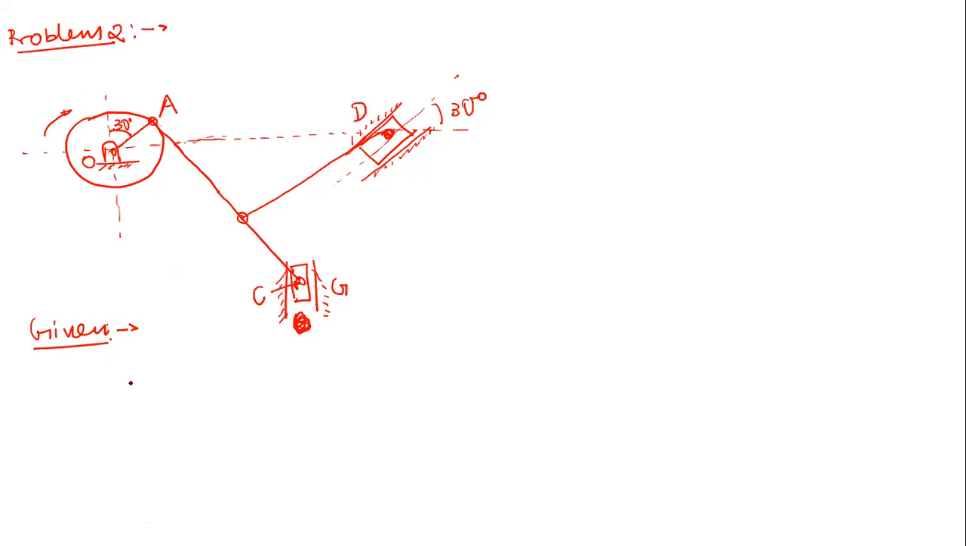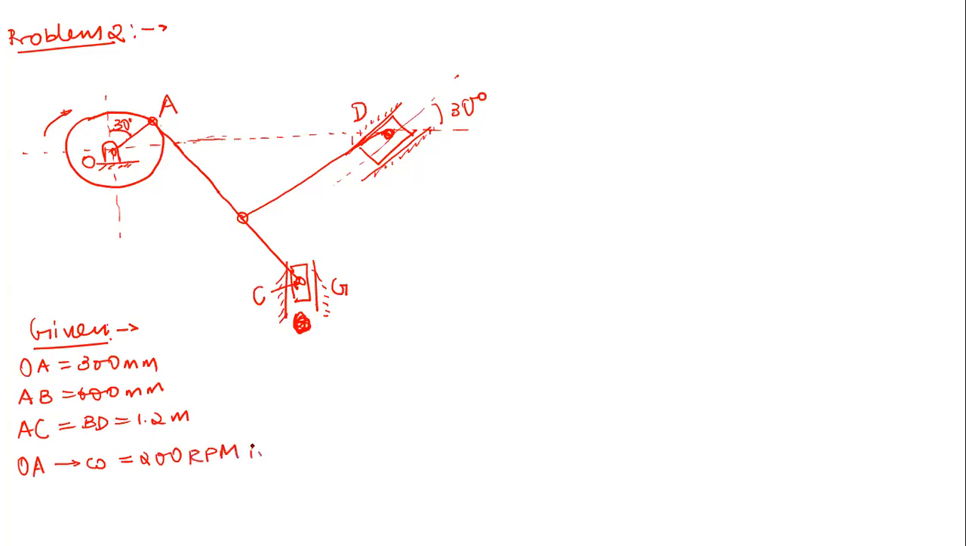Right? So now these lengths are given, that is OA is equal to 300 mm, AB is given as 600 mm, AC is equal to BD is equal to 1.2 meter. Then the speed of OA is given, that is omega OA is equal to 200 RPM in clockwise direction. So I think it's a very easy problem. You can easily solve it.